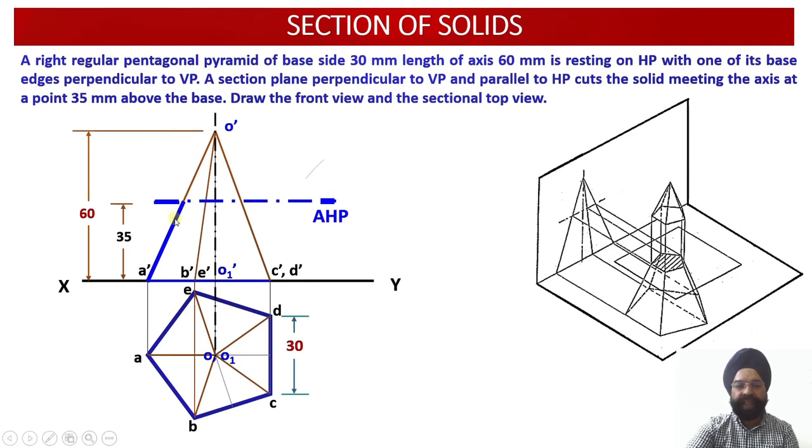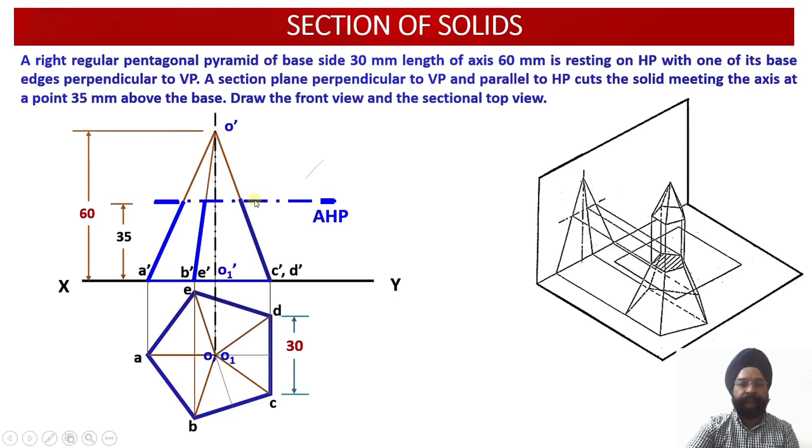Now I can darken this section, first slant edge, which was O dash A dash, which was cut over here. The naming of these points of intersection we are going to do in a while, but initially we need to darken the remainder portion of the solid which is available with us. You see, this portion is available with us, this portion is available with us, and this portion is available with us. Similarly, I can darken this. So the slant edges O dash B dash and O dash E dash have been cut at this particular point of intersection.